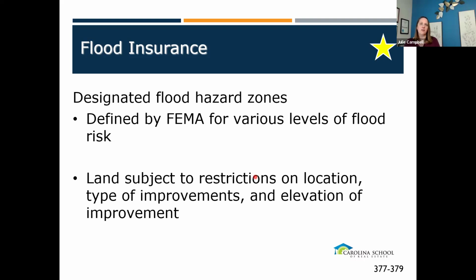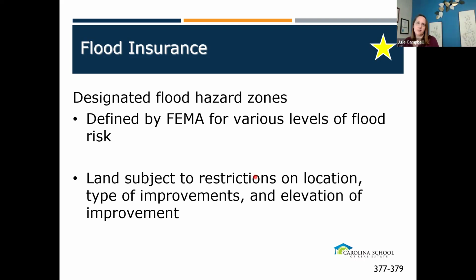Telling you guys right now, flood insurance is not cheap. Again, remember that buyer that's about maxed out on their pre-approval amount? We need to be very, very careful with properties needing flood insurance, that it doesn't tip them over, because we're not going to get loan approval.